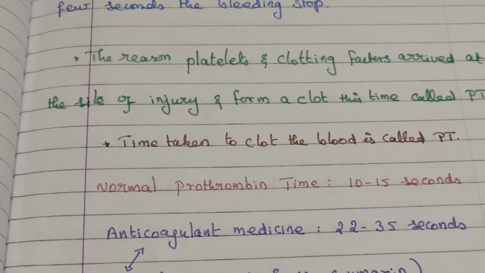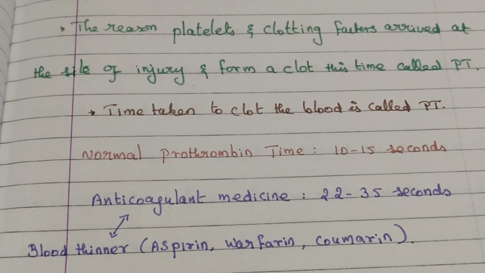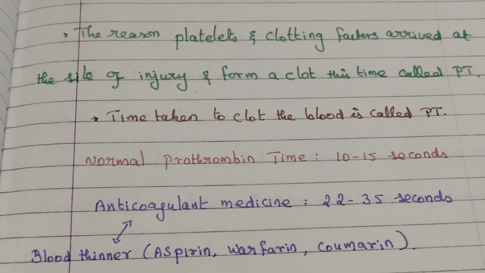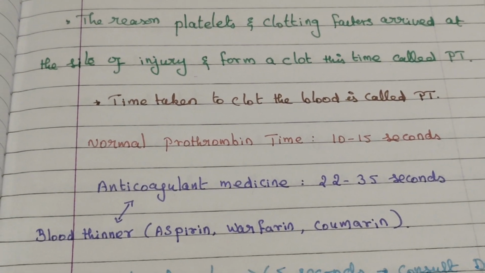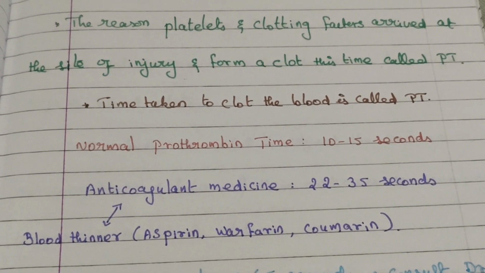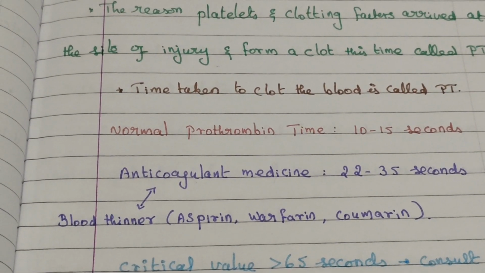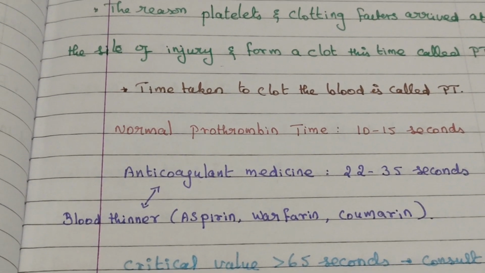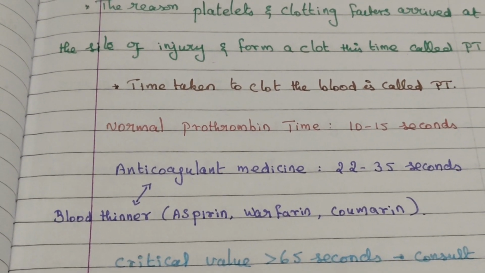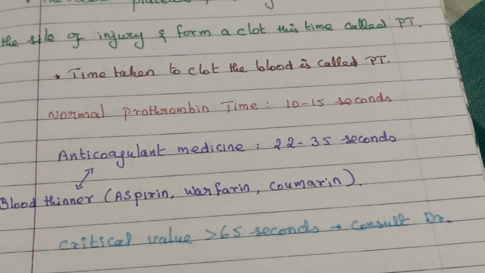In a normal healthy individual, the prothrombin time is 10 to 15 seconds, whereas in people taking anticoagulant medicine, the prothrombin time is 22 to 35 seconds. If the prothrombin time is greater than 60 seconds, then we consider it a critical value, and these people should consult a doctor.